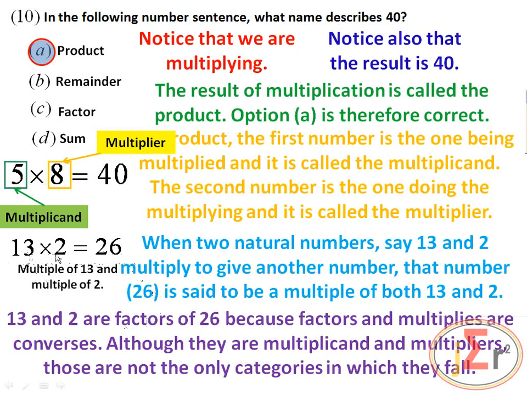13 times 2 is equal to 26. It means that 13 is a factor of 26 and 2 is a factor of 26.